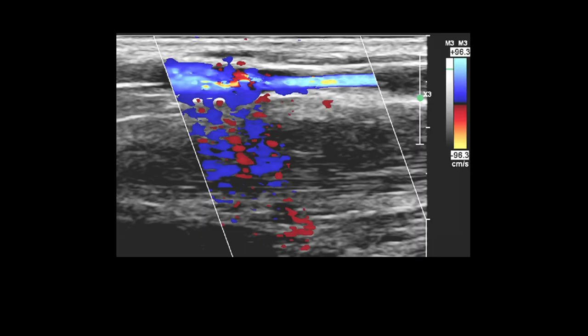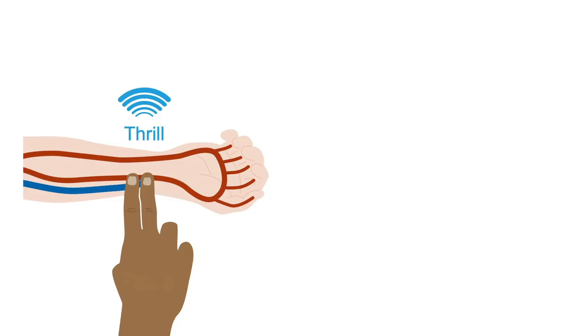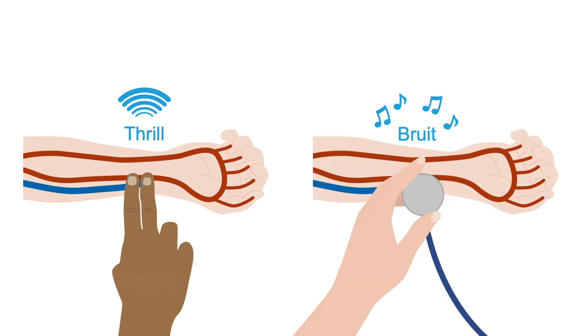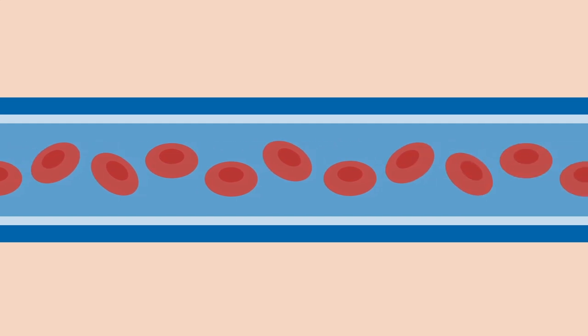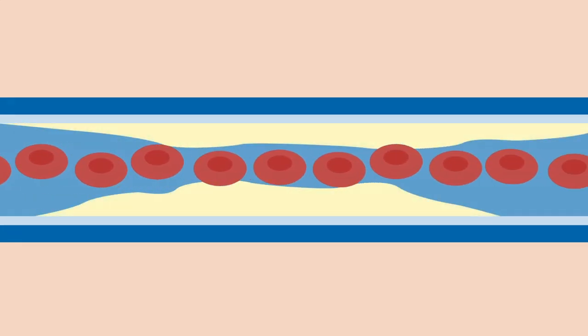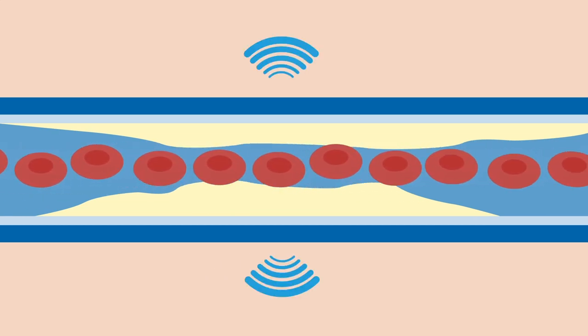While color is extremely useful to evaluate outflow vein stenosis, it can have a limitation called a color bruit artifact. This is similar to the palpable thrill or audible bruit of a fistula that you need to check as a practitioner. It is a constant, strong, pulsatile vibration. A color bruit happens in an outflow vein stenosis because when the vessel narrows, the faster blood flow in that area creates a vibration, or bruit.